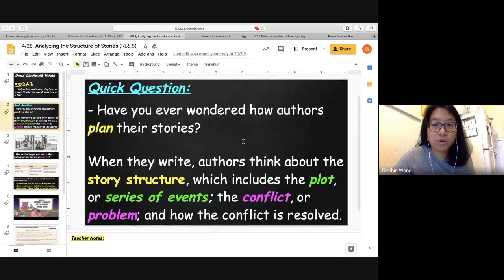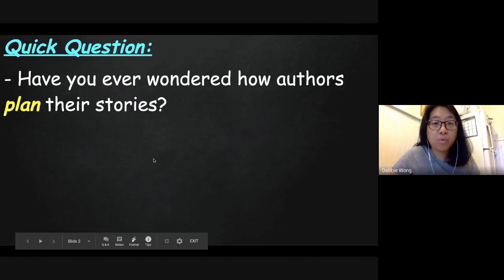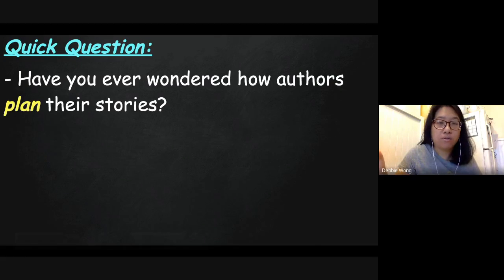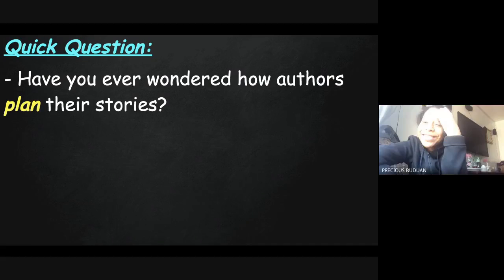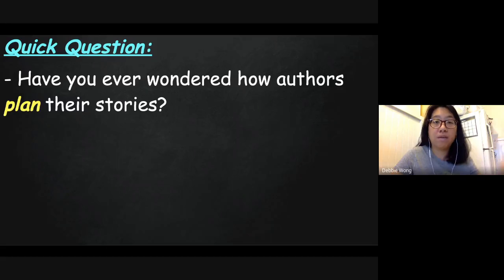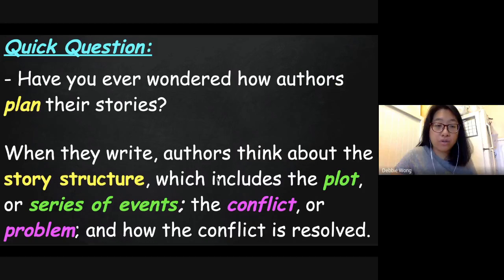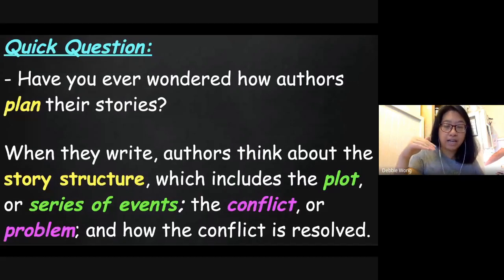Quick question. Have you ever wondered how authors plan their stories? They have to think about the structure, the purpose. Am I writing to inform, to persuade, to entertain? So we have to make sure that we look at the story structure, which includes the plot. We talked about the plot where we had the setting, the rising action, the climax, then there's going to be a falling action, and then some sort of resolution.